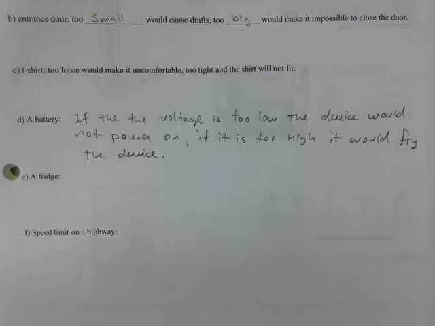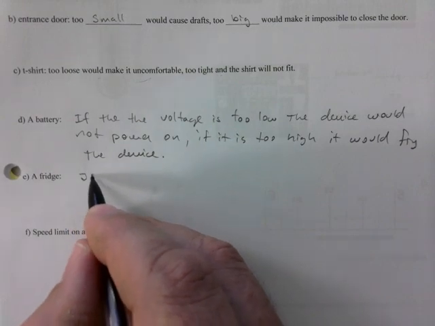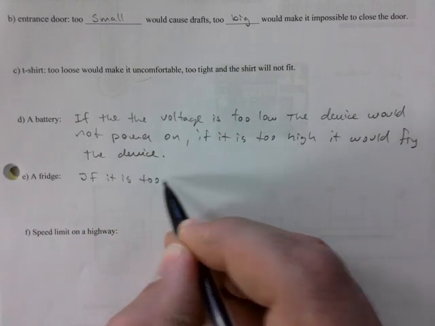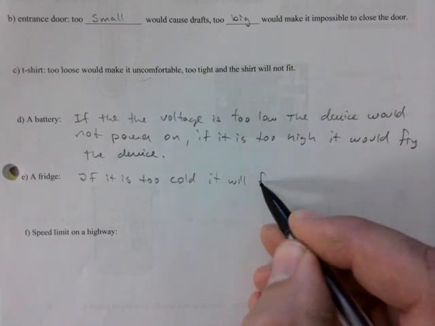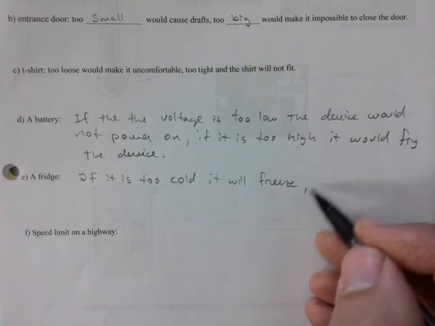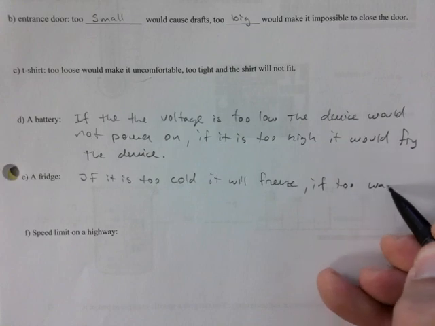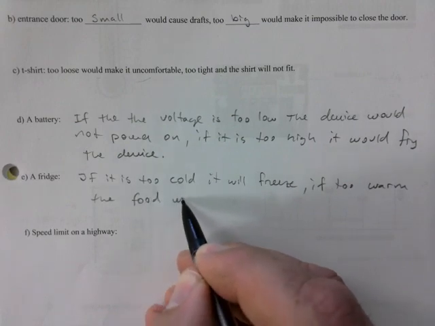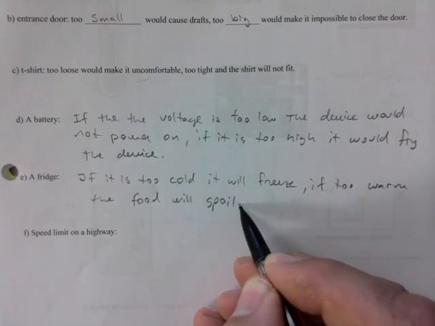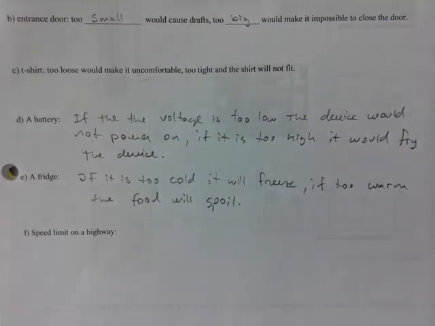A fridge. What would you say there? If it is too cold, what's going to happen to your food? It will freeze. If it is too warm, it's going to spoil, right? The contents or the food will spoil. If you can talk about what happens if it's too low or too high of whatever we're talking about, you're going to get the marks. So don't just talk about the too high or just the too low. Talk about both ends. Speed limit on a highway.